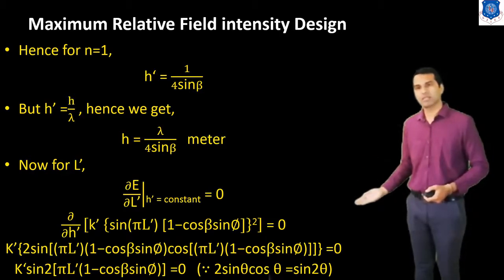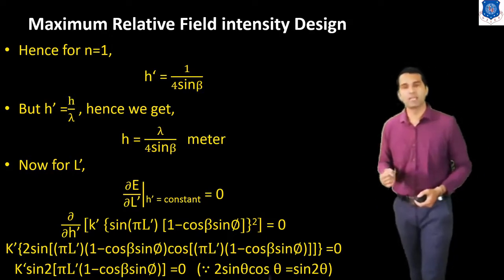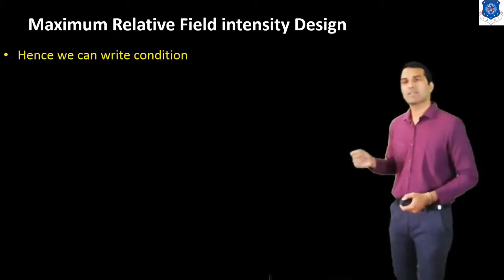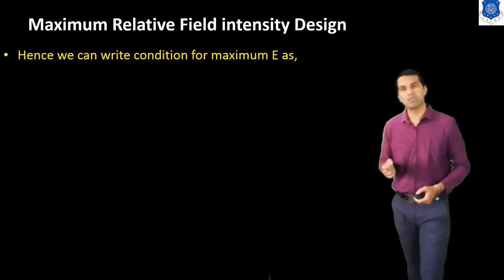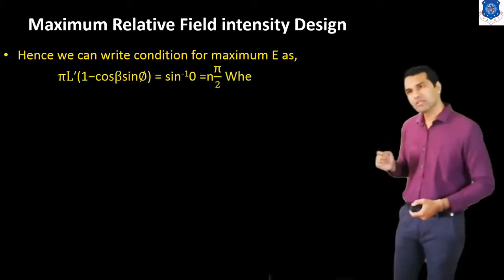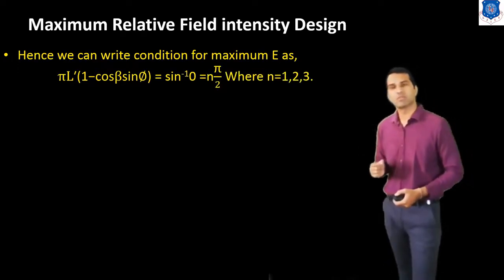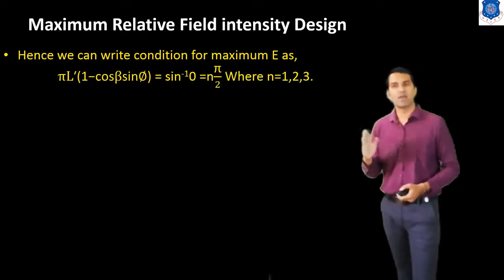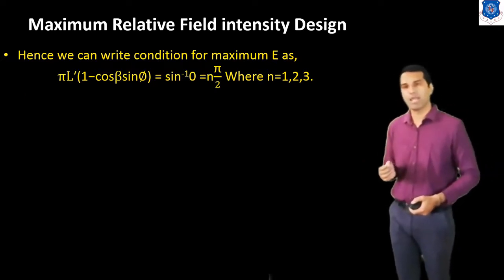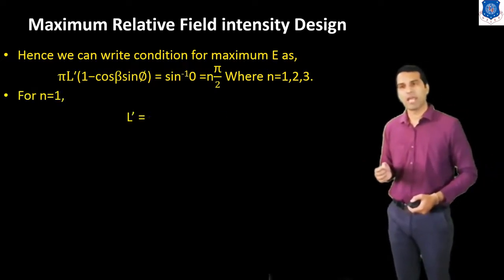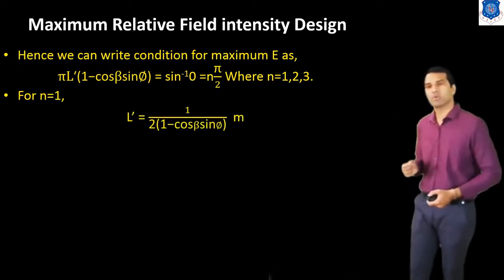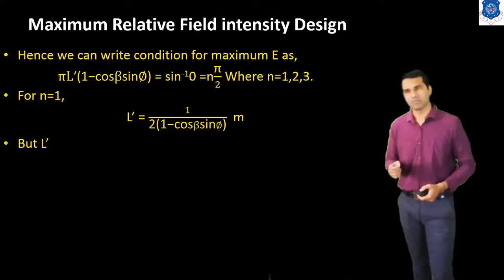And we know that this concept uses sine 2 theta equals 2 sine theta cos theta. Hence, we can write the condition for the maximum E as pi L dash (1 minus cos beta sine phi) equals, on the right hand side, sine inverse 0, and we know that sine inverse 0 is nothing but n pi by 2. So for n equals 1, we get L dash equals 1 upon 2 (1 minus cos beta sine phi).